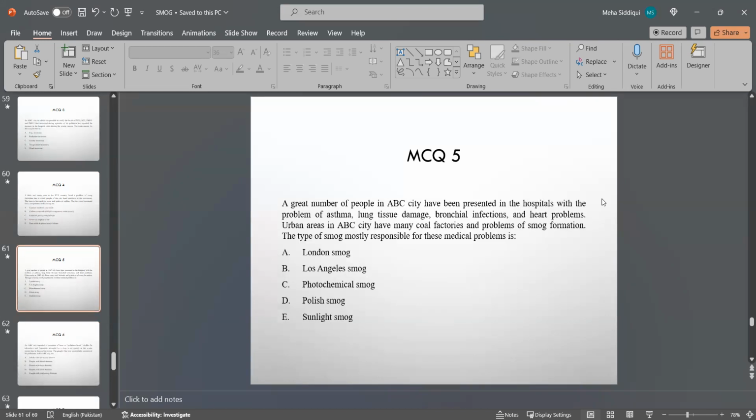MCQ number 5. A great number of people in ABC city have been present in the hospitals with the problem of asthma, lung tissue damage, bronchial infections, heart problems. Urban areas in ABC city have many coal factories and problem smoke formation. This type of smoke mostly responsible for these medical conditions is London smoke, Los Angeles smoke, photochemical smoke, Polish smoke, sunlight smoke. A is the right option.